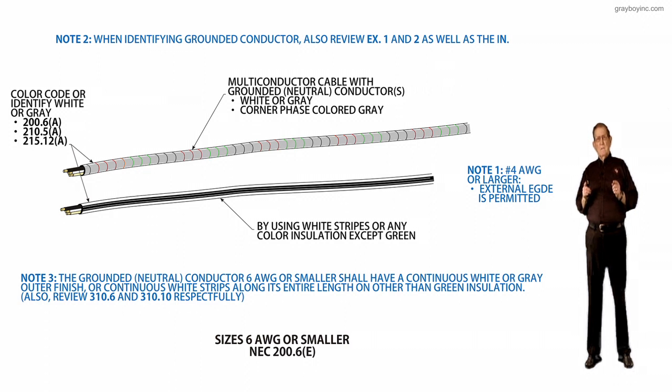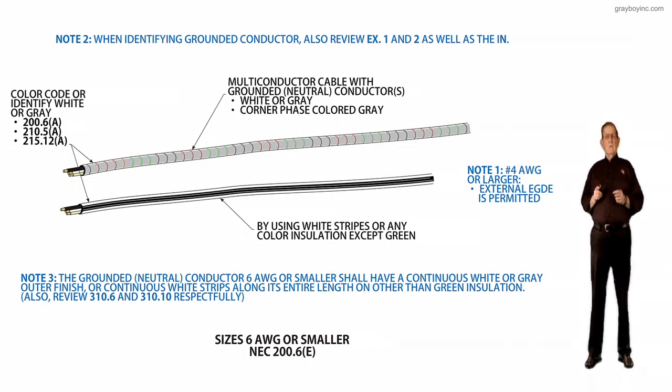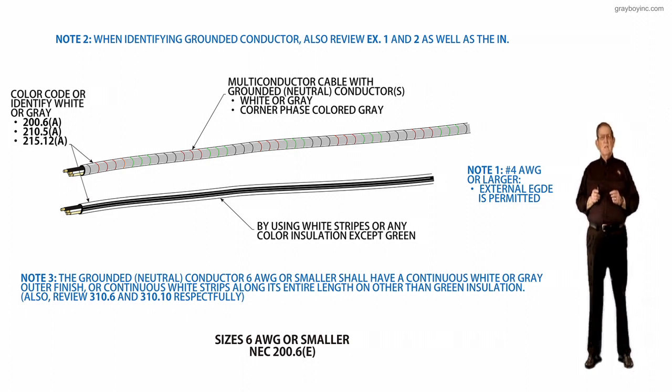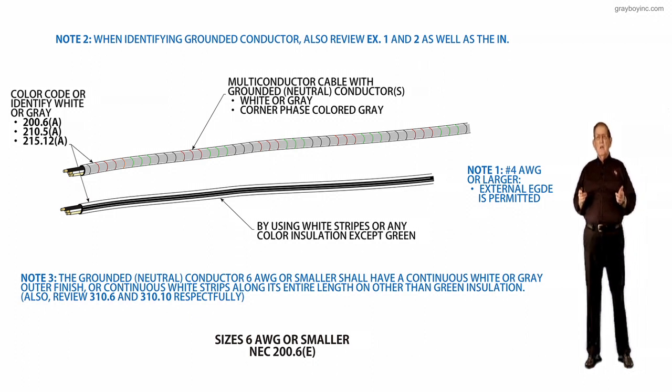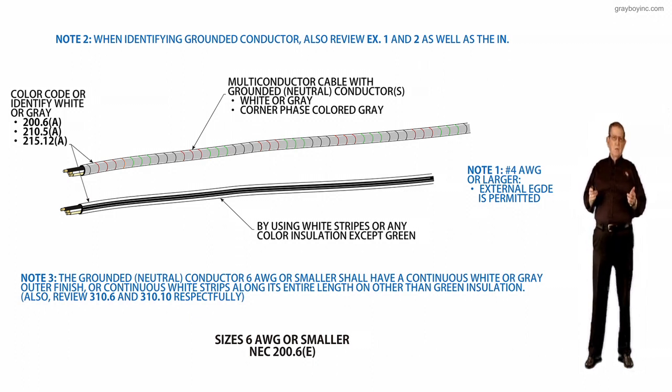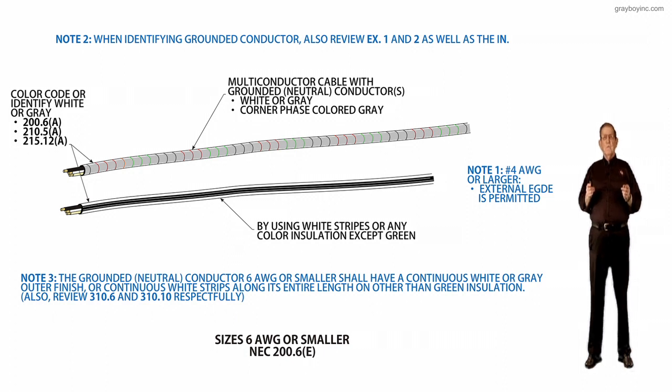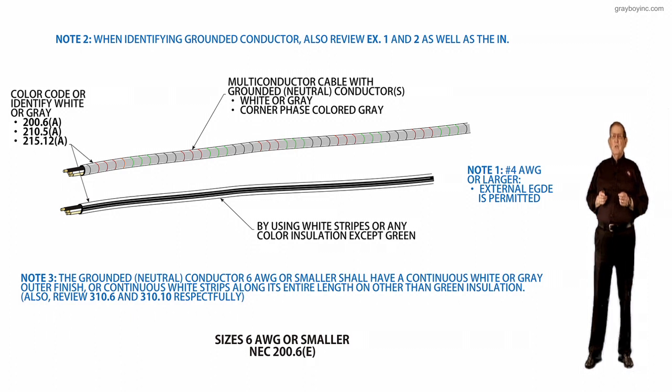200.6(B). And as I pointed out earlier, if you look at 310.6, it will automatically refer you to these sections. So you need to look at 310.6 and 310.10. And of course, if you should have an external ridge, it shall be permitted to identify the grounded conductor for multiple conductor flat cable with conductors that are number 4 AWG or larger.